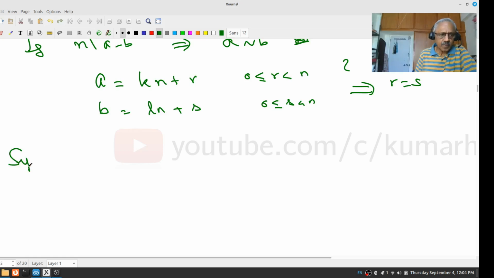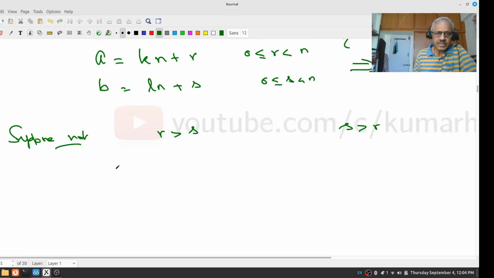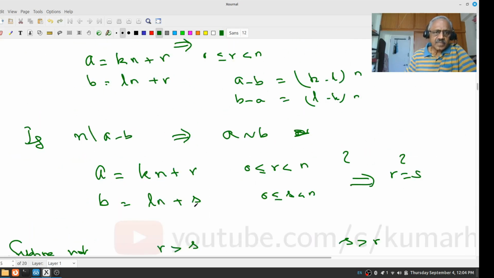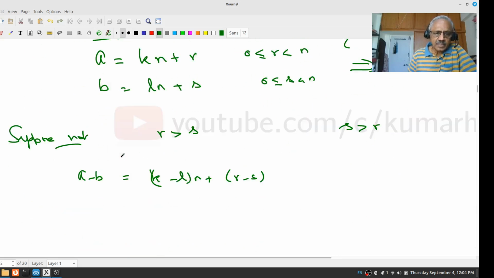Suppose not. Assume r is greater than s; the case s greater than r has a similar proof. Then let us look at a minus b. a minus b is (k minus l) times n plus (r minus s). Now what is our assumption? The assumption is n divides a minus b. Therefore, if we look at r minus s, remember 0 is less than r minus s. But since s is also non-negative, this will be less than or equal to r, but this r is strictly less than n. Do you understand this? Is this clear?